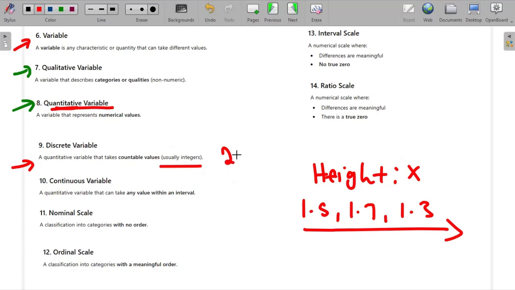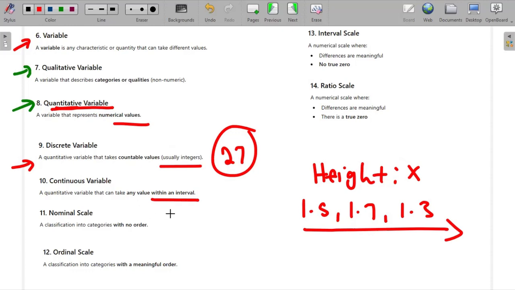Let's say there are 27 students here. You can see that I can easily count them. So for a quantitative variable representing numerical values that we're able to count, we're going to call it a discrete variable. But if we are not able to count, then we call it a continuous variable. A quantitative variable is continuous if it can take any value within an interval.